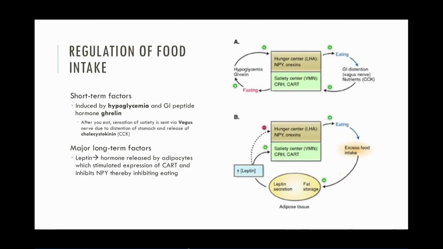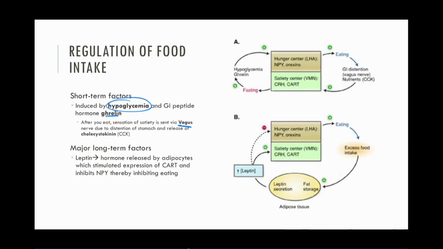Regulation of food intake. Short-term factors. Hypoglycemia: your sugar level drops, you get hungry. There's also a hormone called ghrelin. That also tells the brain, hey, we're hungry now. Let's eat something. After you eat, the sensation of satiety is sent via the vagus nerve to release what's called cholecystokinin. Don't worry about it now. We'll get to it when we get to the GI system.